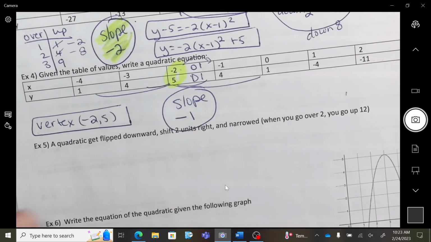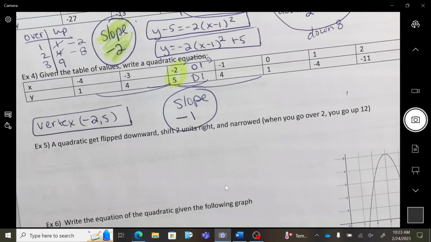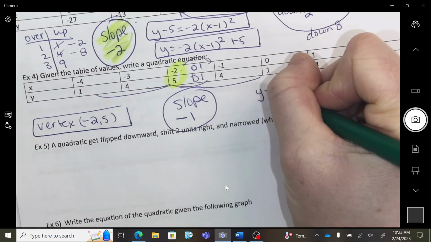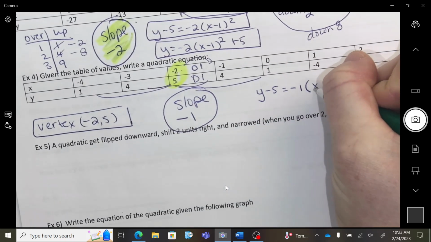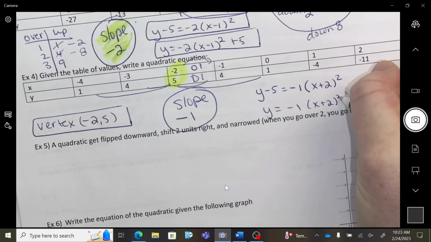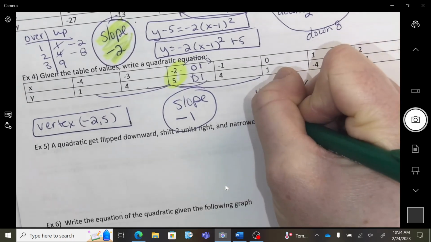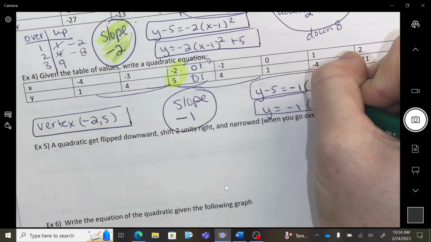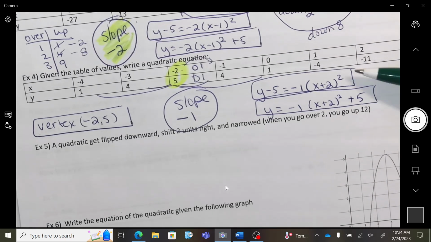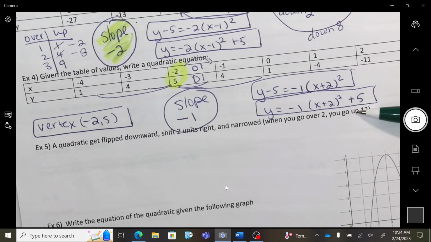Okay, vertex and slope. Plug them in. Get me an equation. Okay, it doesn't matter which one you picked. Just make sure that we're matching with our pluses and minuses.